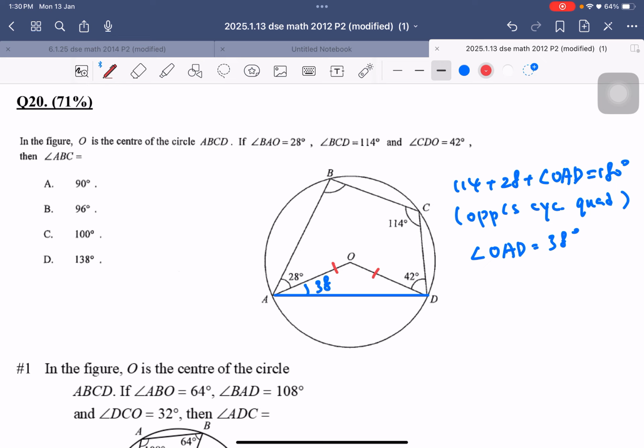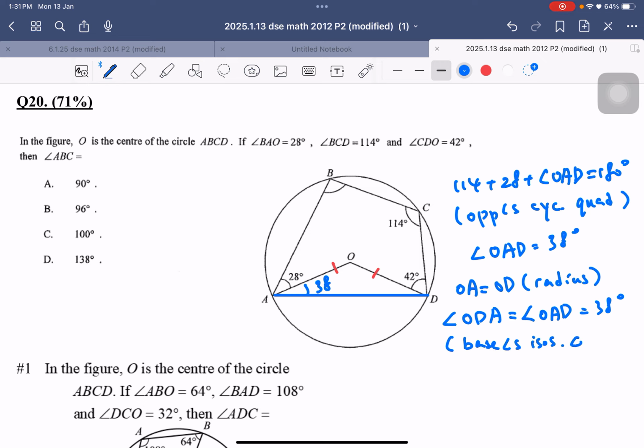Just wait a sec. What was the center? So think about OA and OD. Look at your own graph. OA and OD is actually the radius, isn't it? So we can say OA is equal to OD, that's the radius. So we can have the angle ODA is equal to which angle? ODA is equal to angle OAD, and I'm giving you 38 degrees as well. That's the reason of base angles of an isosceles triangle, isn't it?